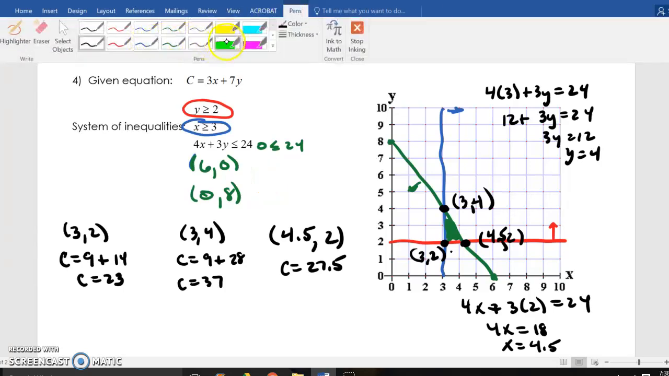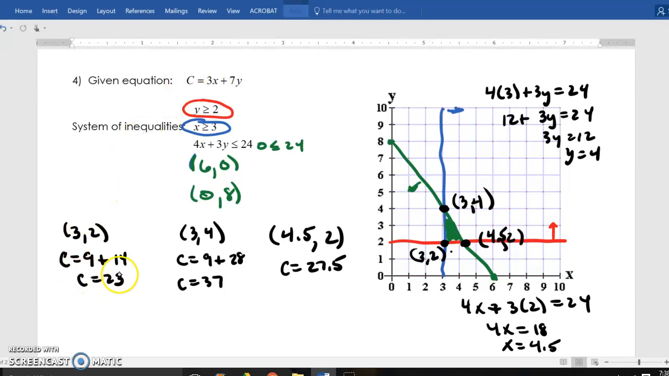So when you look here, what ends up happening? Well, your minimum value would be 23 at the ordered pair 3, 2. Your maximum value would now be 37 with the ordered pair 3, 4. So you do have to check them all.